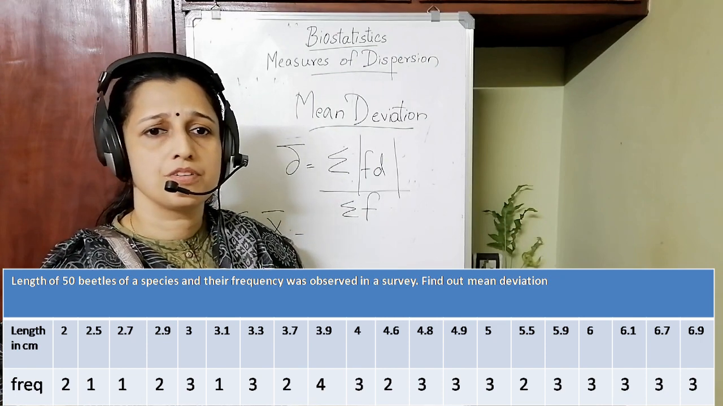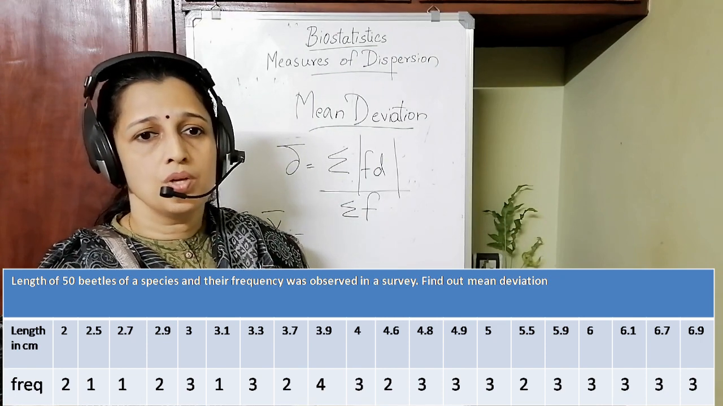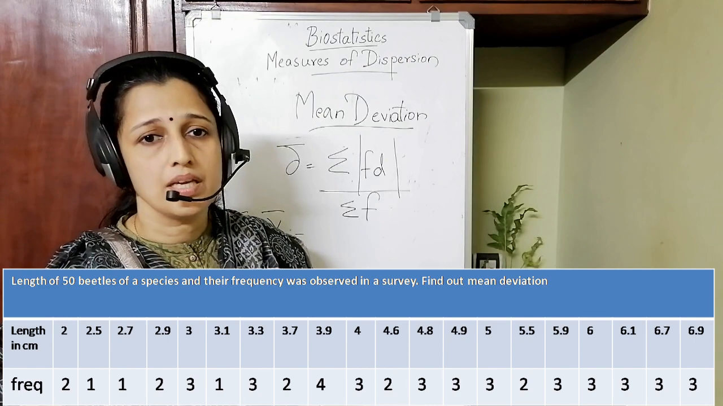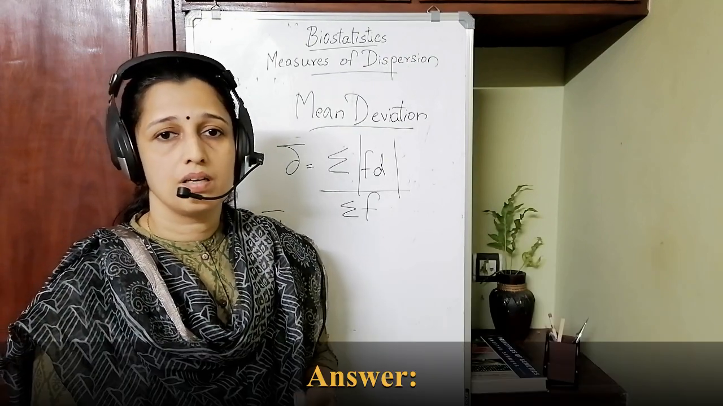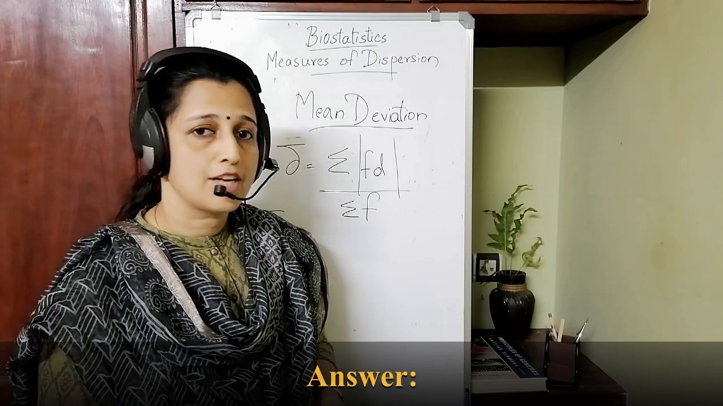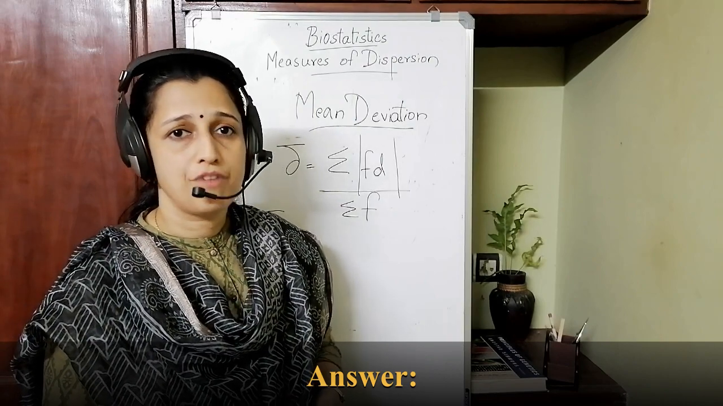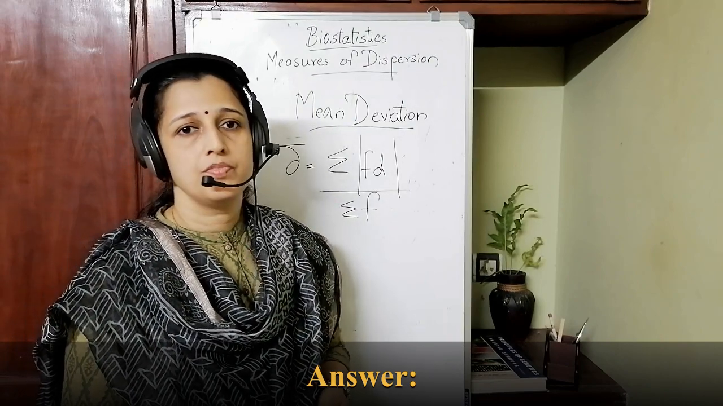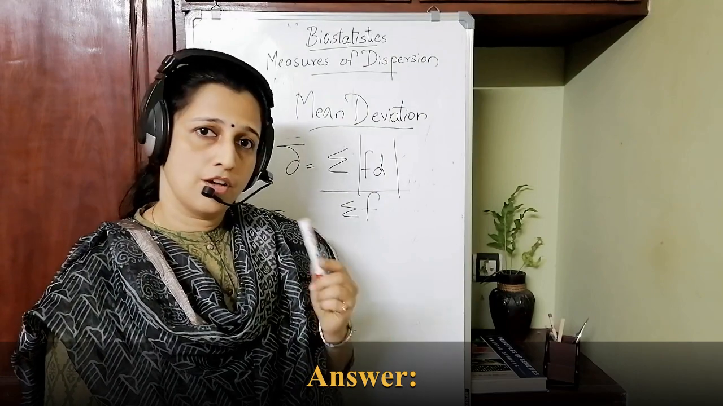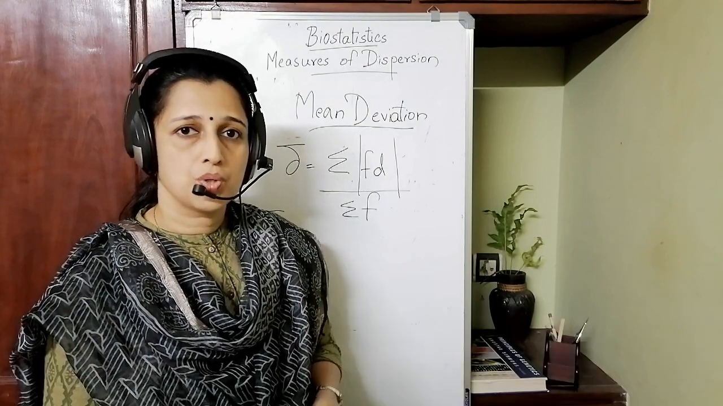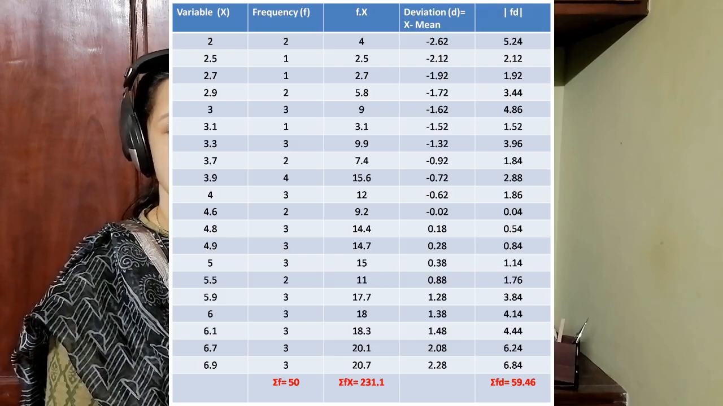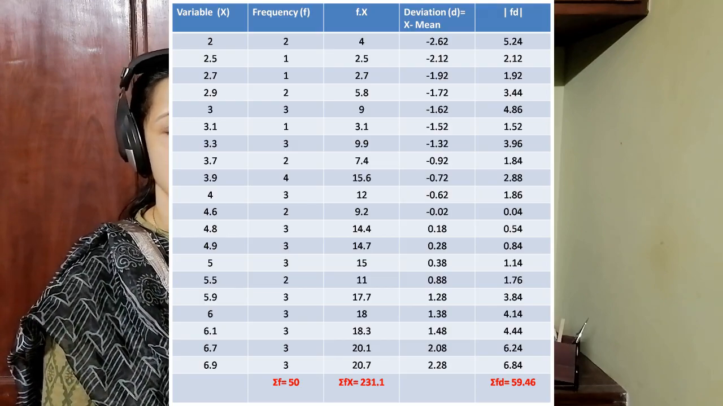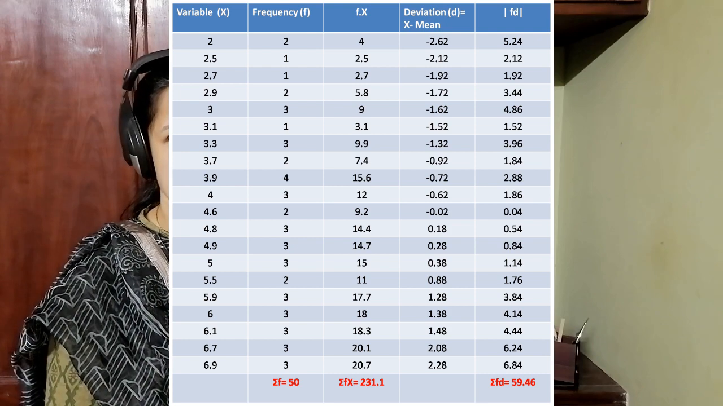From this question, the first step, as I told you, is to find the mean. Before finding the mean, let's make a table. That would be easy. Make a table with 5 columns, which shows the variable and the frequency. Then you can have a column for frequency into x.